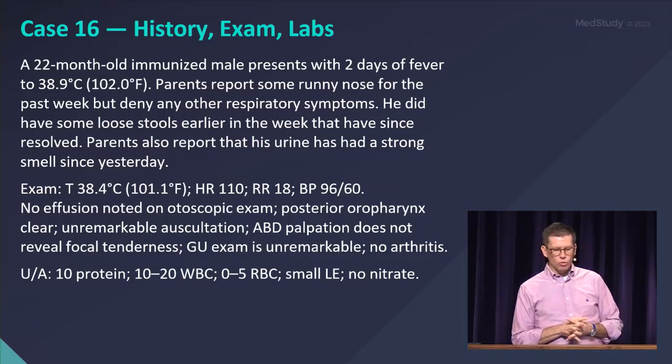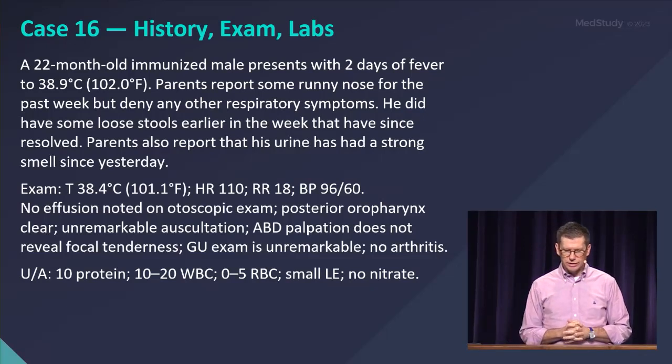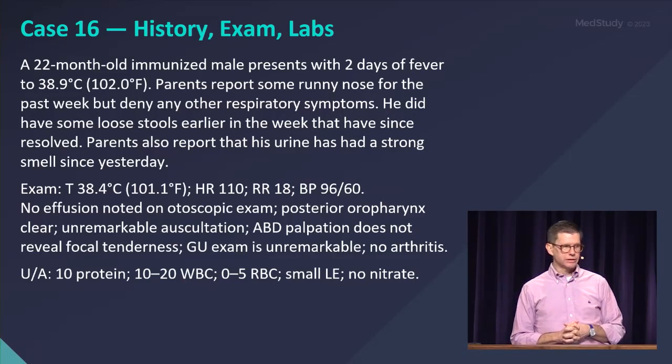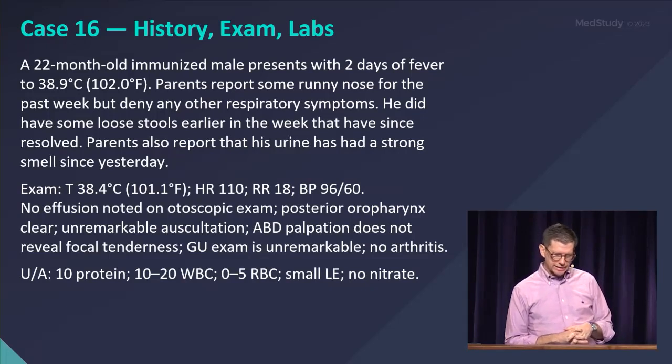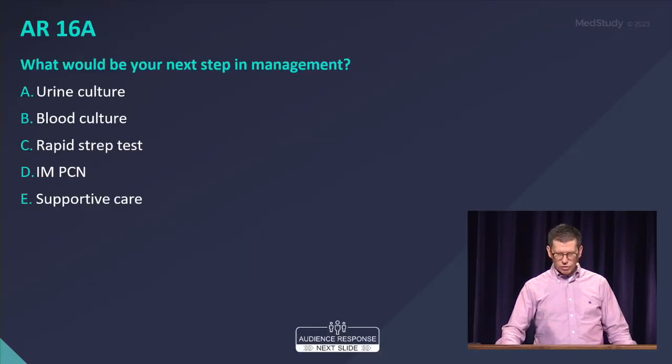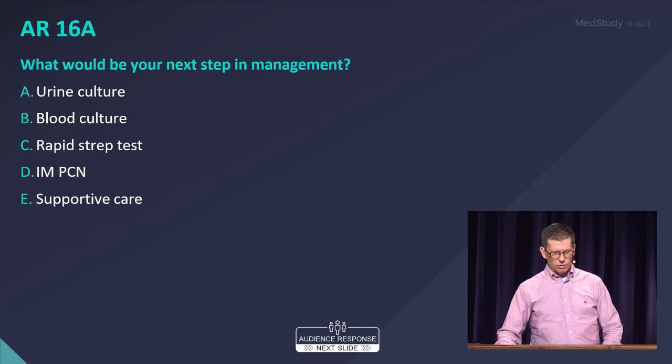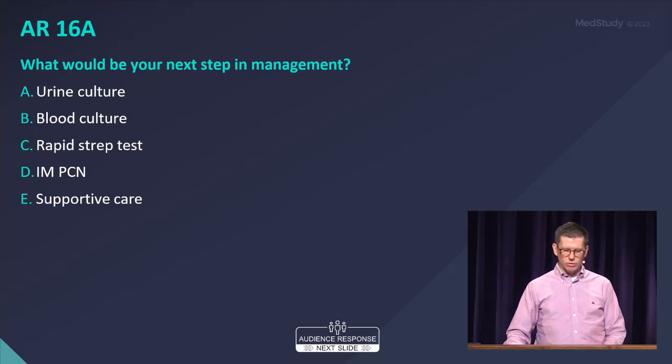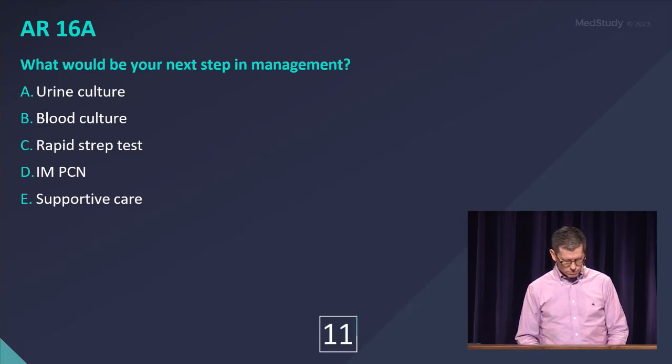Exam shows a temperature of 101.1, a heart rate of 110, respiration 18, blood pressure 96/60. No effusions on otoscopic exam. Posterior oropharynx is clear, unremarkable auscultation. Abdominal exam is clear. GU is unremarkable, and no arthritis. The UA has 10 of protein, 10 to 20 whites, 0 to 5 reds, and small leukocyte esterase with no nitrite. What would be your next step in management? A, urine culture, B, a blood culture, C, rapid strep, D, IM penicillin, or E, supportive care?